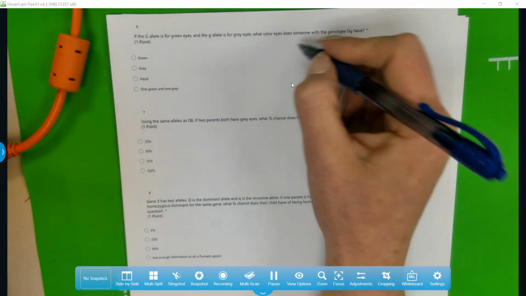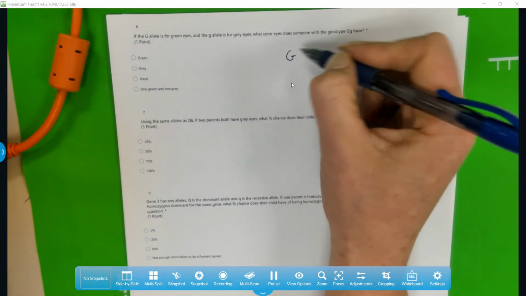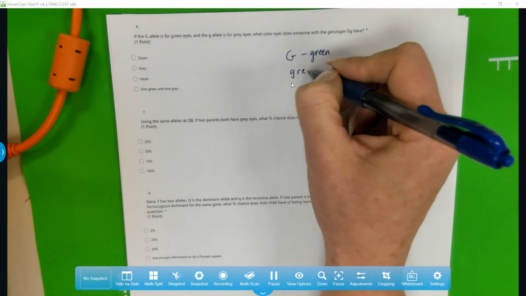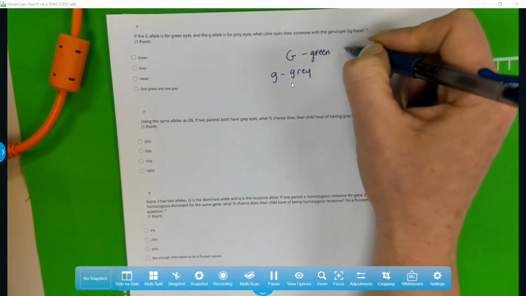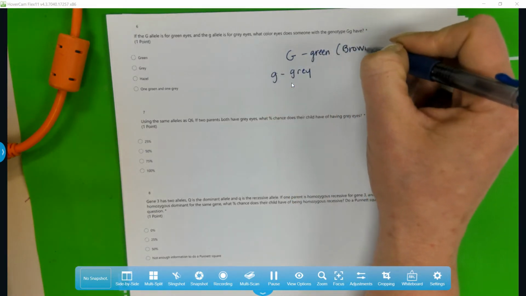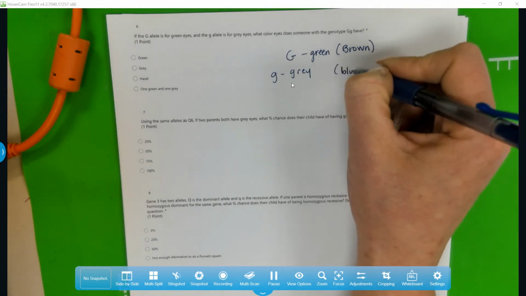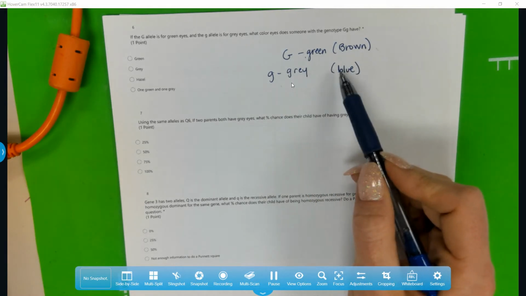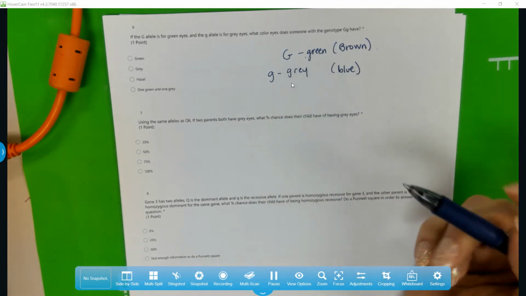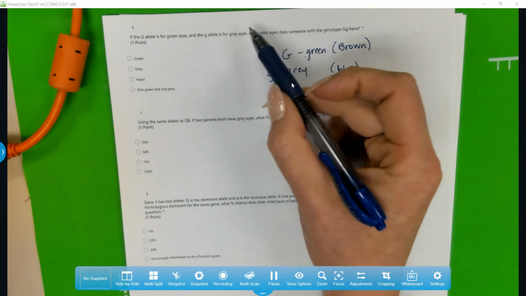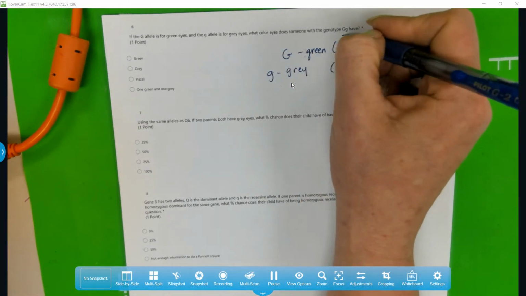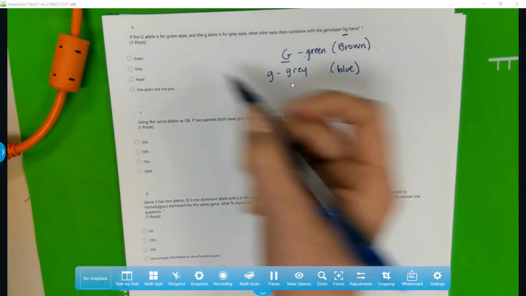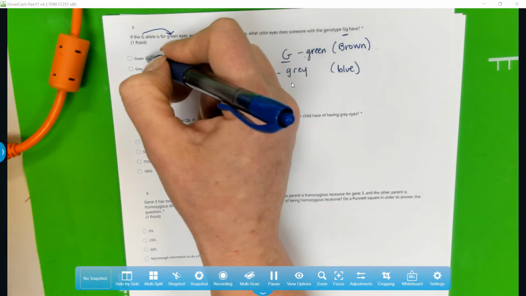The uppercase G is for green eyes. Lowercase g is for gray eyes. This is essentially the same as the examples we use in class, except substitute green for brown and gray for blue. So same idea. There's a dominant eye color brown, there's a recessive eye color blue, or green and gray in this situation. So if someone has the heterozygous genotype with one of the uppercase dominant alleles, they have to have the dominant trait, which in this case is green eyes.